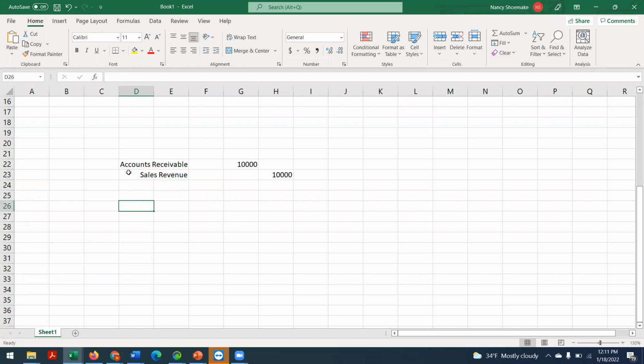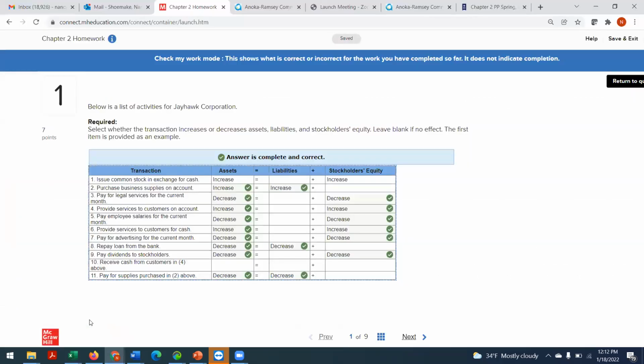It says the customer paid their bill. So we're going to debit cash of 10,000 and we're now going to credit accounts receivable because they don't owe us that money anymore. They just gave it to us. Cash is an asset. Accounts receivable is an asset. Did our assets change? No. One went up, one went down, but the assets remain unchanged ultimately. Does that make sense? Yes, it does. Thank you. You bet.